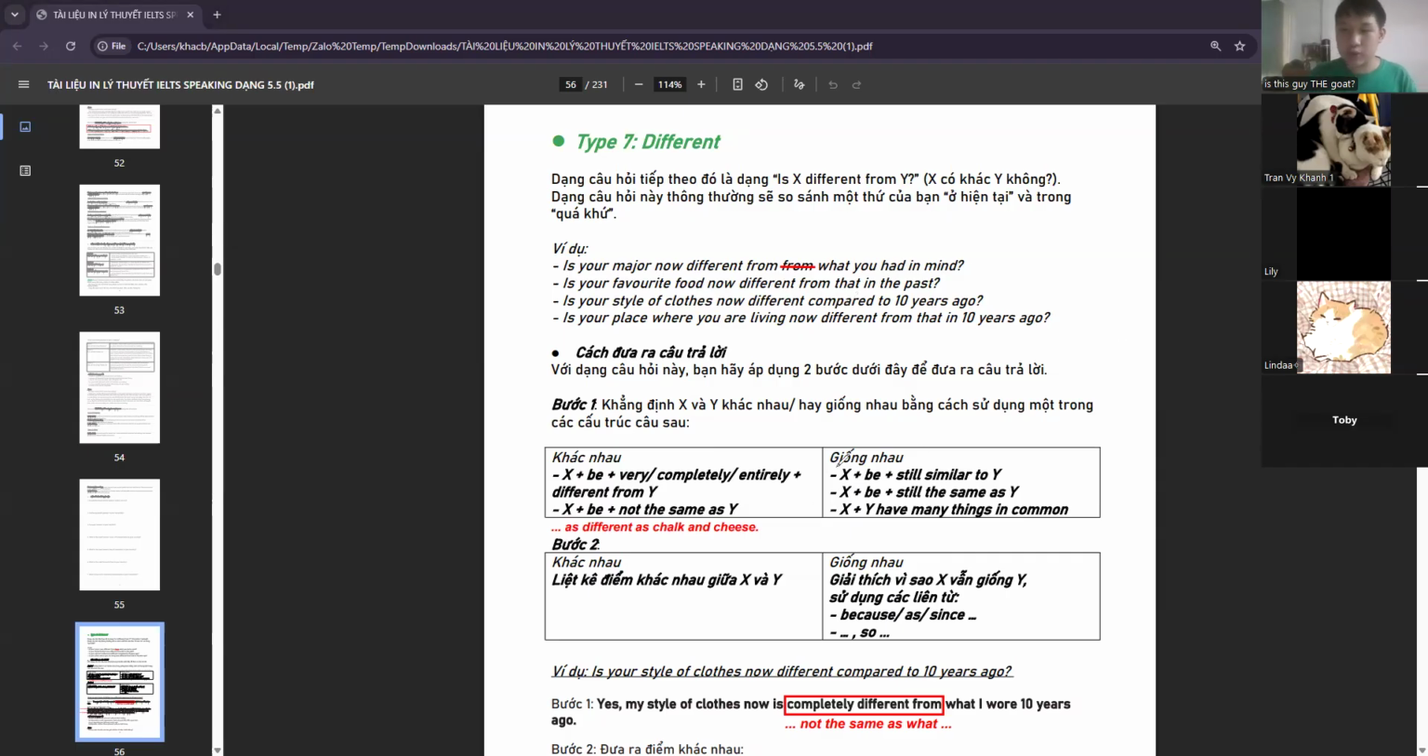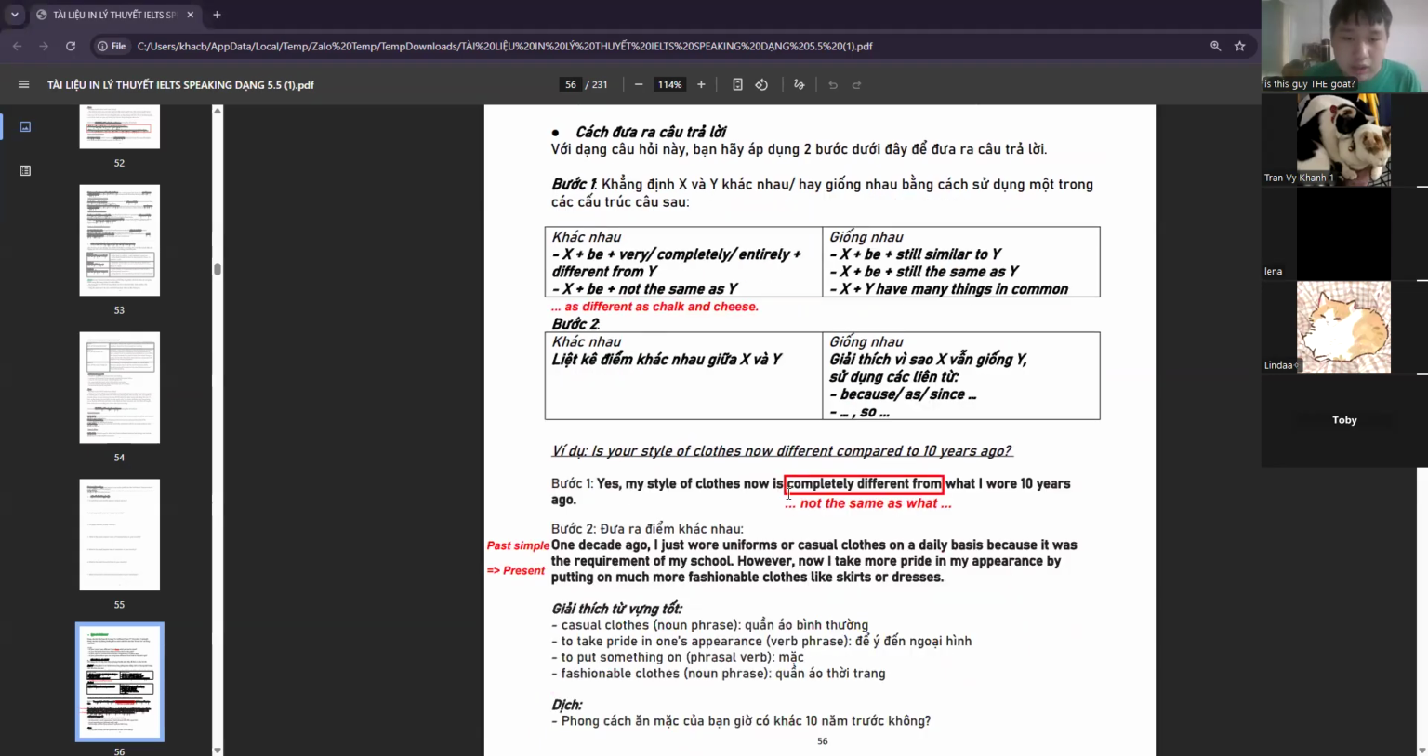Now, the first thing you need to do with these types of questions is you always want to paraphrase the question and answer that question instantly. So the way you answer these questions is, first of all, you need to state whether X and Y are different or are the same. So for example, if X and Y are different, then you need to say that it's different. So for example, X is completely or entirely different from Y. Or if you want to say that they're similar, you can say similar, the same, or have many things in common. That could also work as well. But yeah, that's the first most important part of this question.